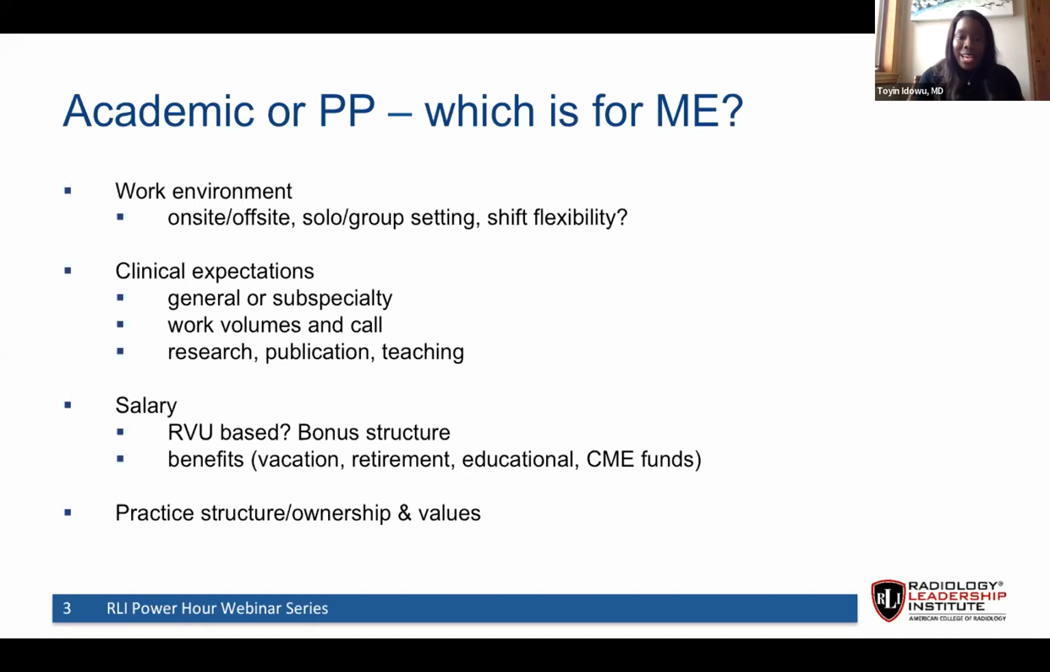So you want to balance that out and figure out what is the true cost and what am I really getting. You want to ask about retirement. You want to ask about if there's any educational funds or CME funds. These are all things that come into your total compensation, and so you want to have a good idea of all of that.